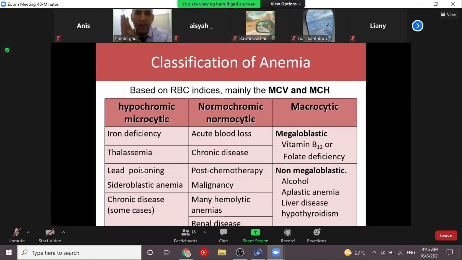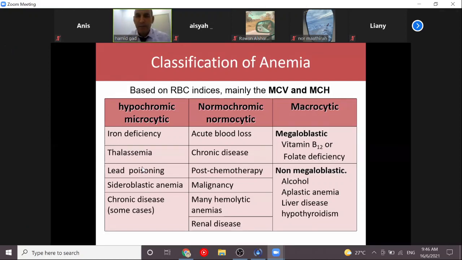So now we are talking about how we classify anemia based on the morphology. We call it morphological classification. Morphological means looking at the size and the shape, especially the color, of the red blood cells. There are 2 things we have to look at under CBC. The MCV, mean corpuscular volume, gives information about the size of the red blood cells.